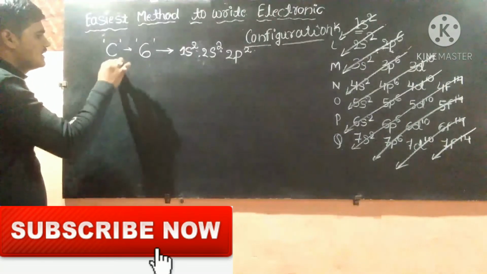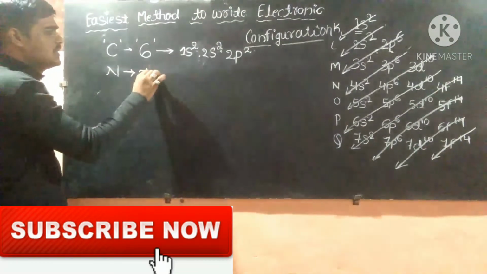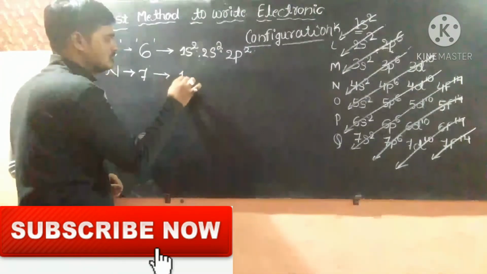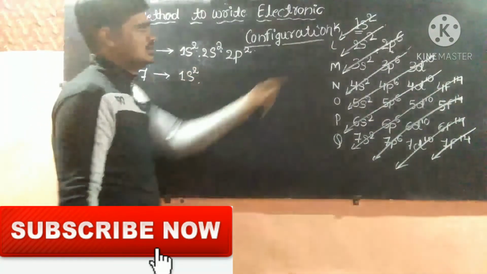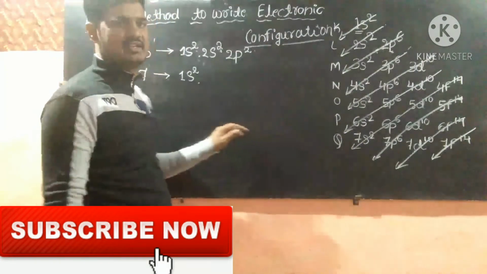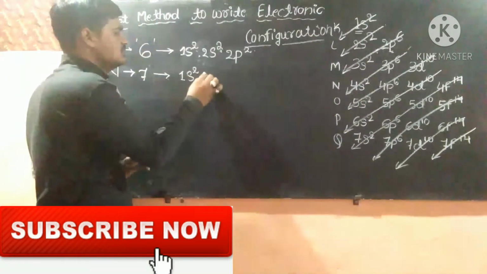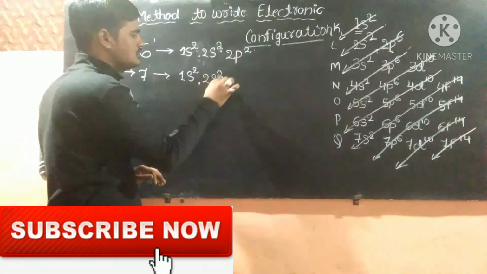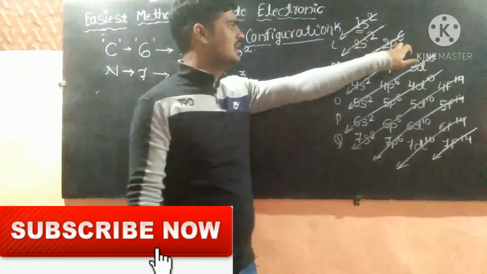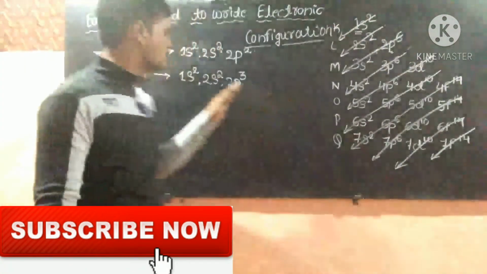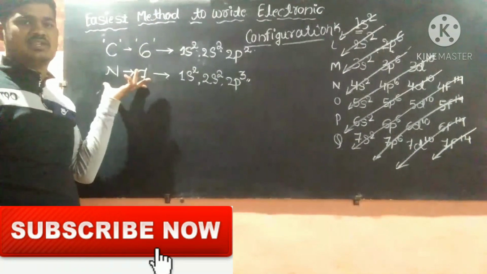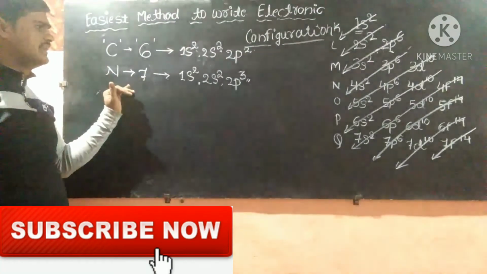Next, let us go for nitrogen. The atomic number of nitrogen is 7. 1s2. By using this arrow mark only, using this chart only, we have to write the electronic configuration. That could be easier. 1s2, 2s2, 2p3. The maximum number of electrons in 2p is 6, but we need only 3 electrons to complete the electronic configuration of nitrogen. This is the electronic configuration of nitrogen.